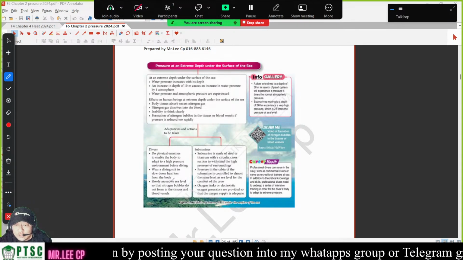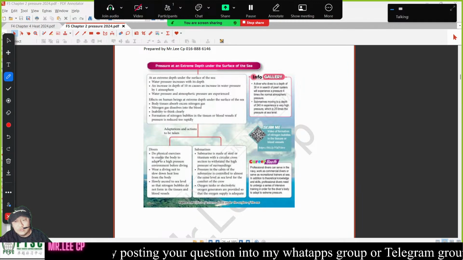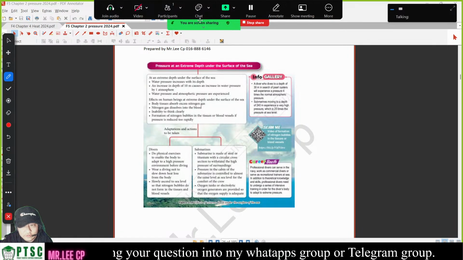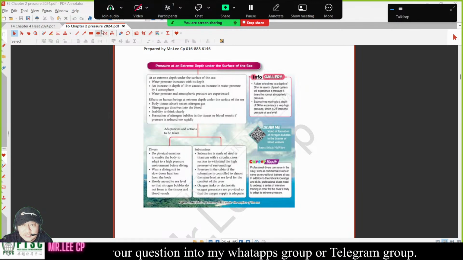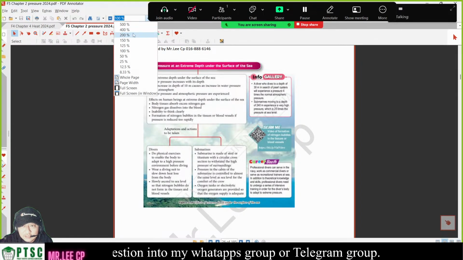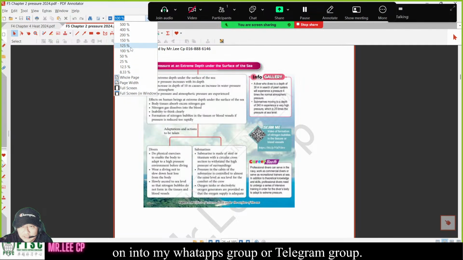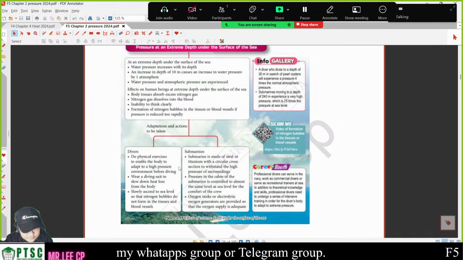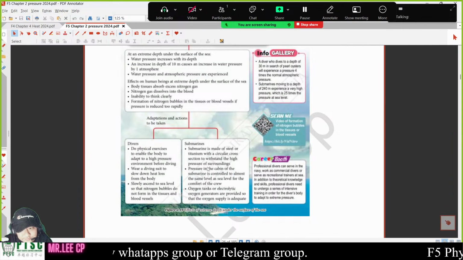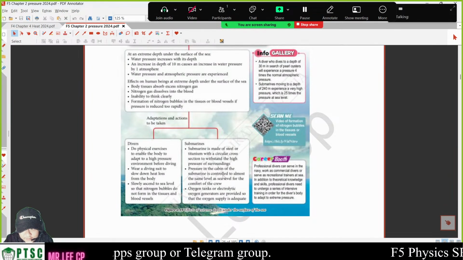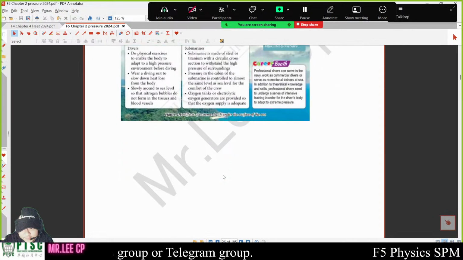For divers, what should you do? You can read it on your own. I don't want to repeat. If you cannot see, I can make it bigger so that you can see.